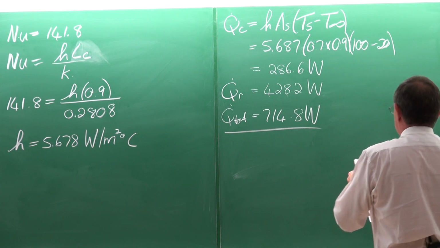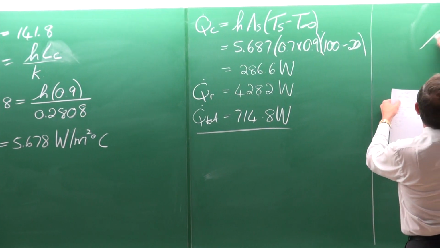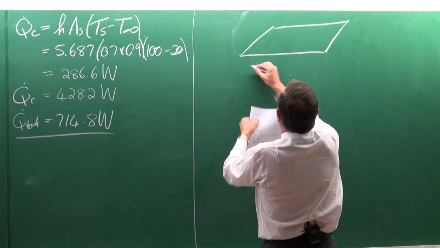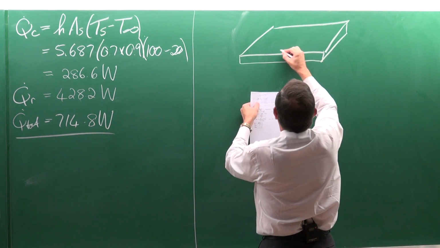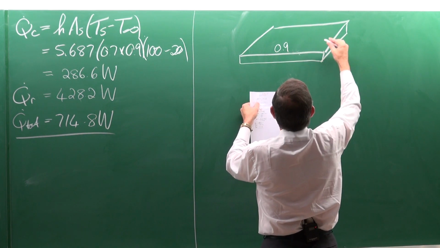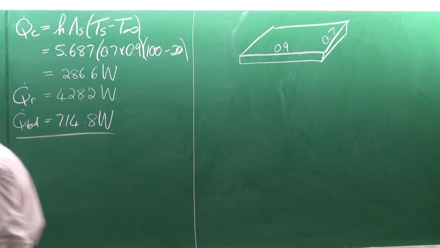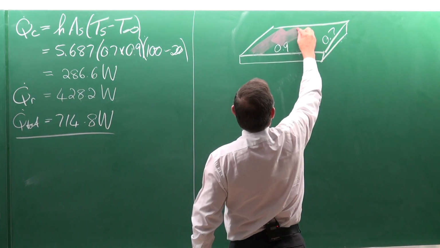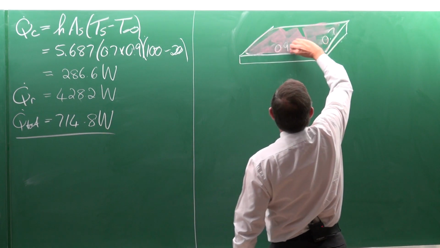Right, now let's do it for the case where the plate is like this. Okay, there it's insulated. That is 0.9 and that is 0.7. So the hot surface is now this surface here. The top.